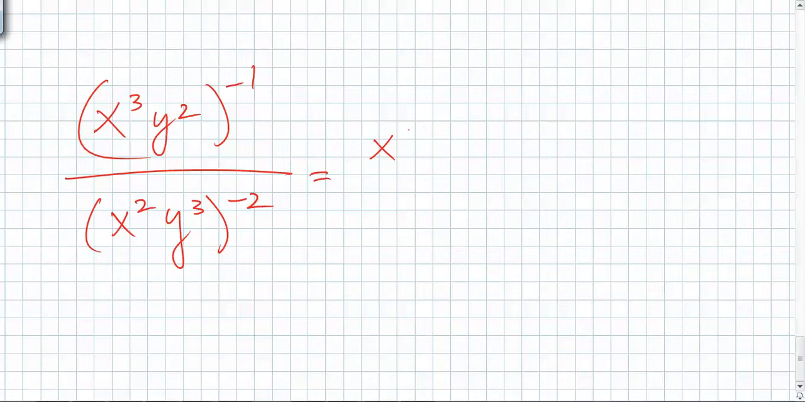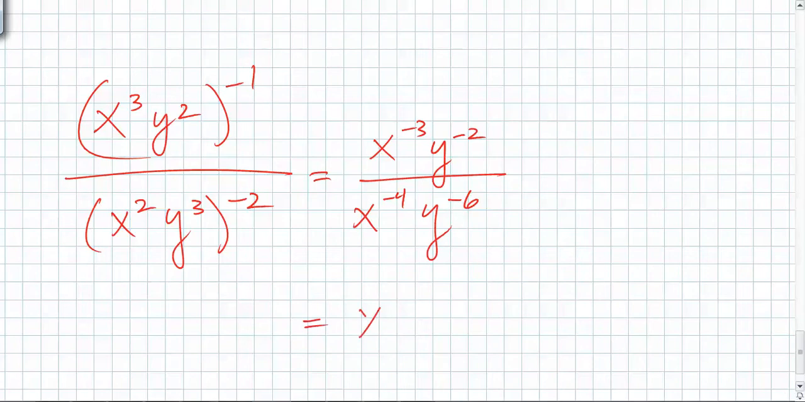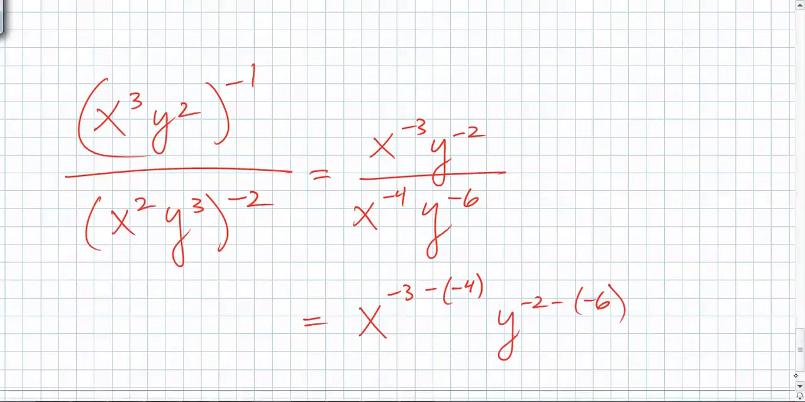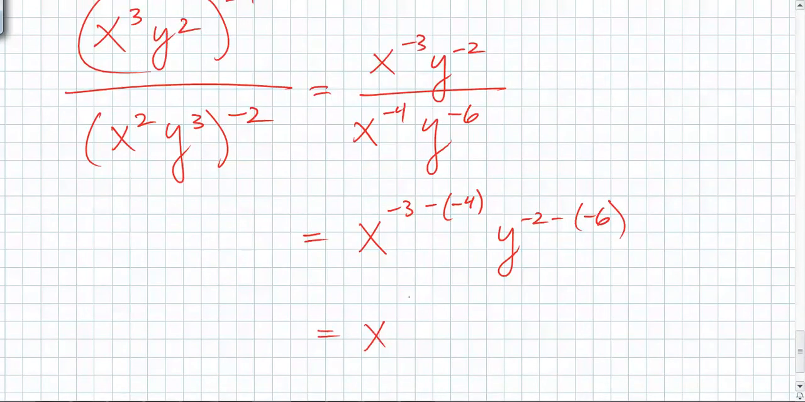X to the negative 3, y to the negative 2 over x to the negative 4, y to the negative 6. Now you can break it down. It's going to be x to the negative 3 minus what? Negative 4. You have to be very careful, right? Y to the negative 2 minus what? Negative 6. So you end up with x to the what power? You can do it. 1. And y to the 4. Yeah, there's your answer.